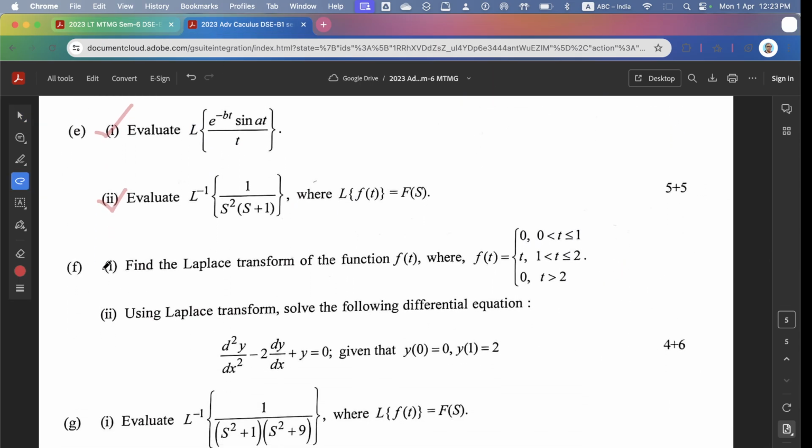Question 3f1. Find the Laplace transform of the function f(t), where f(t) equals 0, a piecewise function: 0 for 0 less than t less than or equal to 1, t for 1 less than t less than or equal to 2, and 0 for t greater than 2.